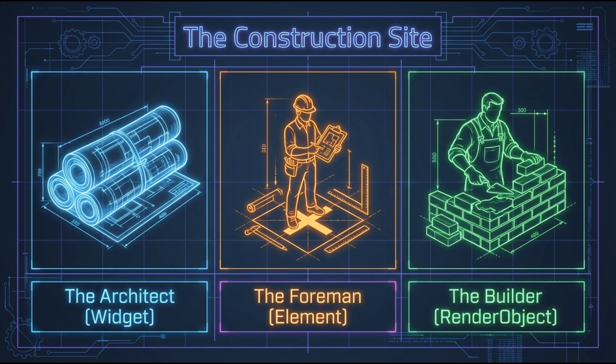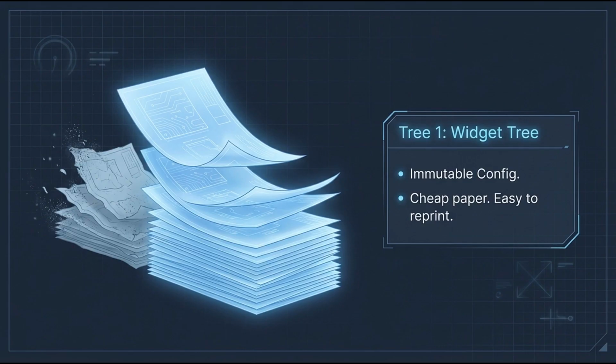Think of Flutter like a construction site. You're the architect, and there are 3 teams working on every project. The architect draws blueprints. That's your widget. The foreman manages the work, stays on site, holds the clipboard. That's your element. And the builder lays bricks and paints walls. That's your render object.